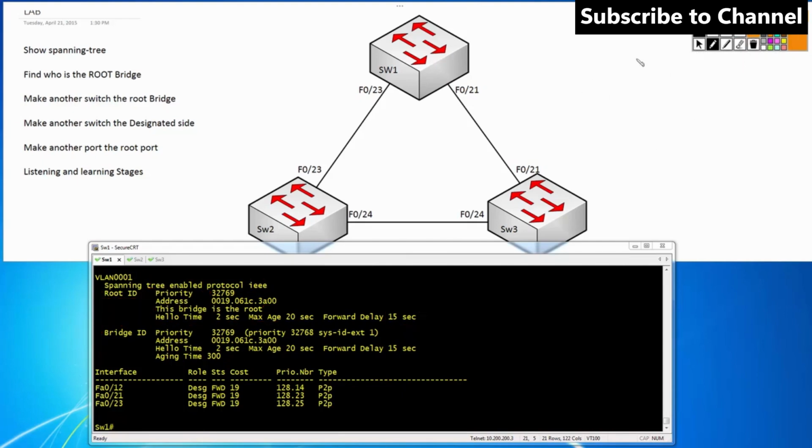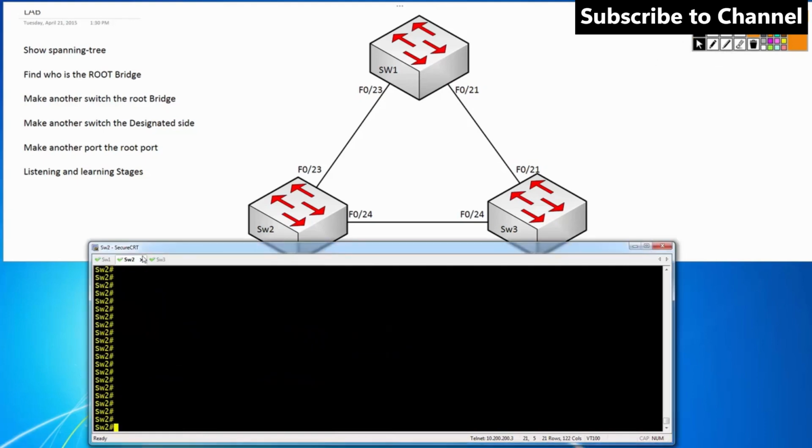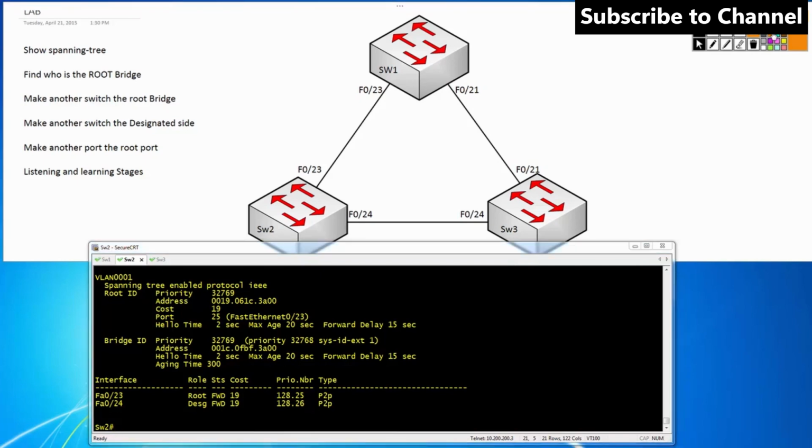So let's go on to another switch. And let's do the same thing. Show spanning tree. And let's take a look at what we have here. Still VLAN information, which is good. IEEE, which is good. Here's our root information. And that root information stops right here. Our priority of our root is 32769. Okay?